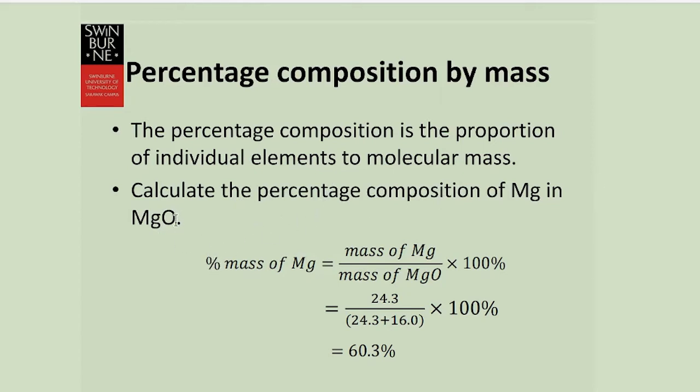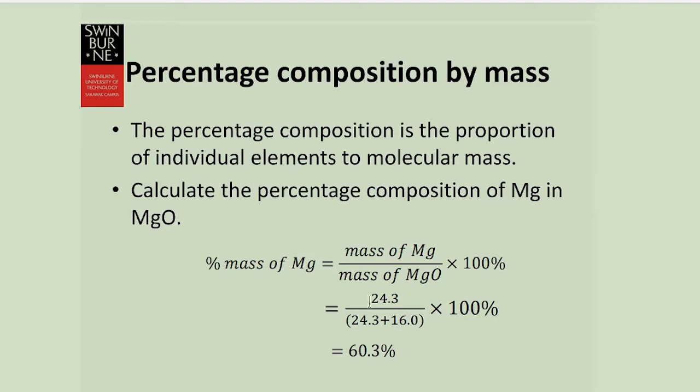Like magnesium oxide, this is MgO, and if it is asked, okay, how many percent of magnesium in magnesium oxide? Okay, so we have to know the atomic molecular mass of magnesium oxide. From the periodic table, we see that the relative atomic mass for magnesium is 24.3, and for oxygen it is 16, right? 15.9999, but we can just round up to 16.